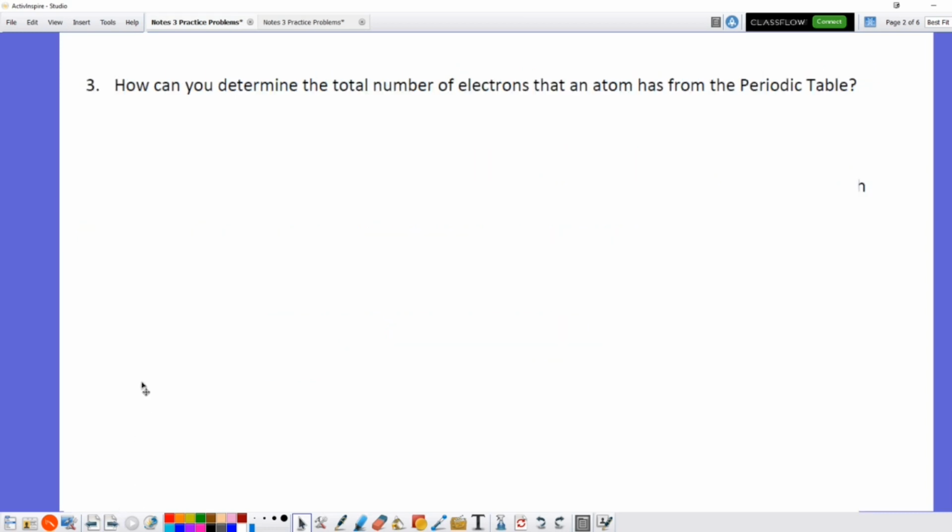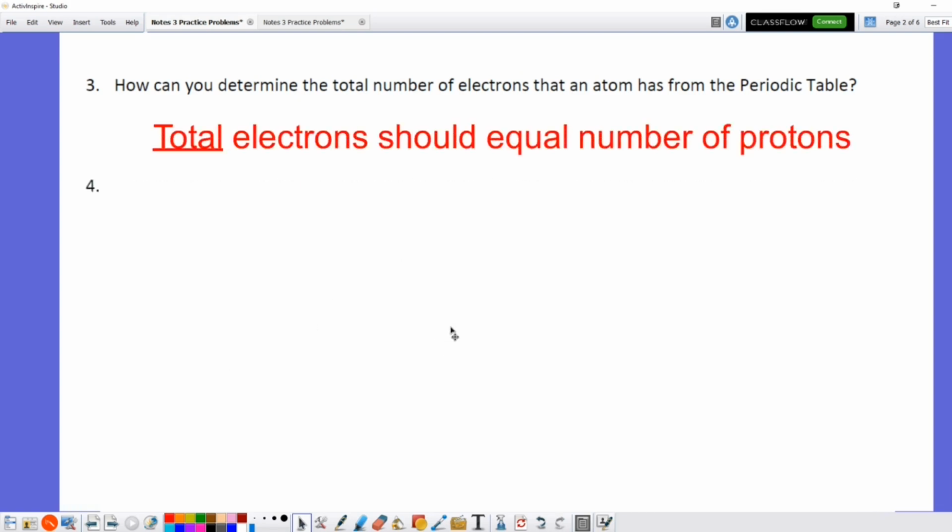Moving on to number 3, how can you determine the total number of electrons that an atom has from the periodic table? Well, the total electrons should equal the number of protons. Okay, and I emphasize the word total just because there's a difference between the total electrons and the valence electrons, and that's going to be the next question.